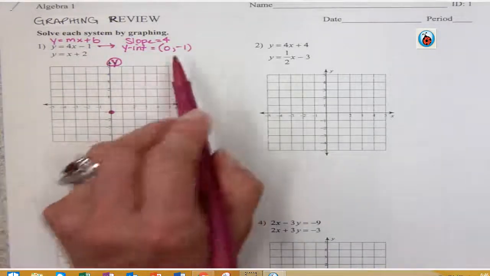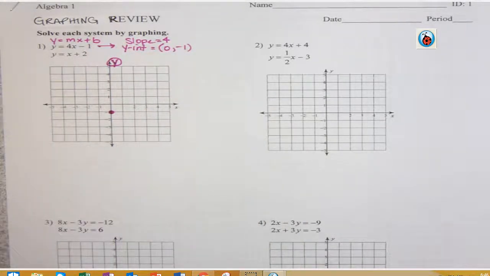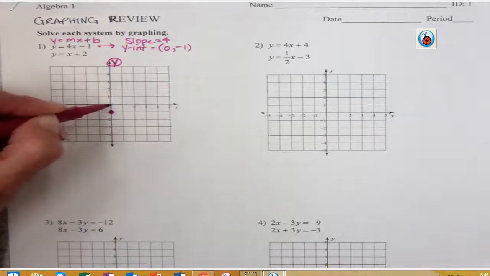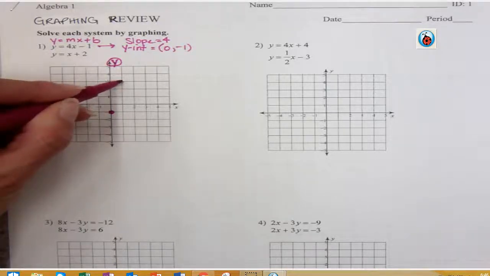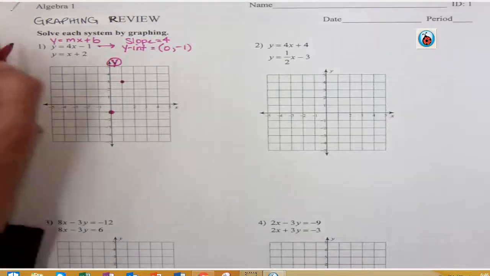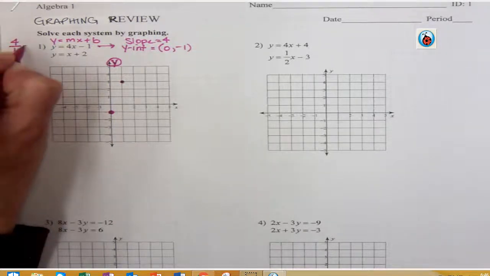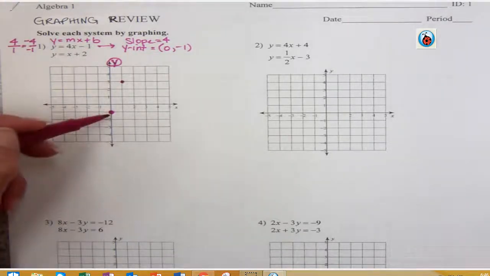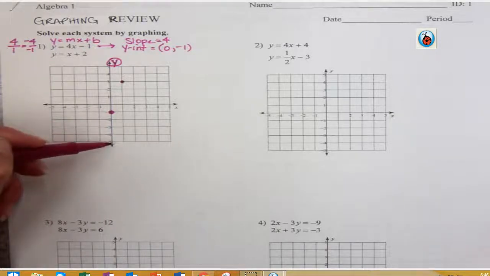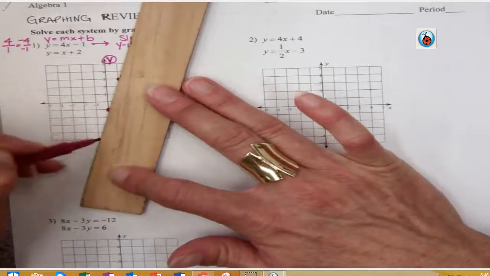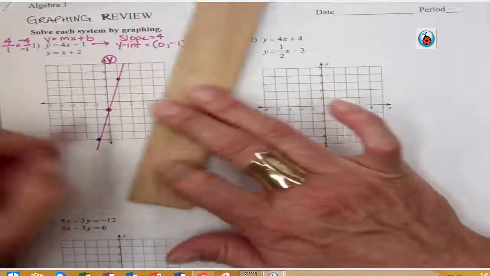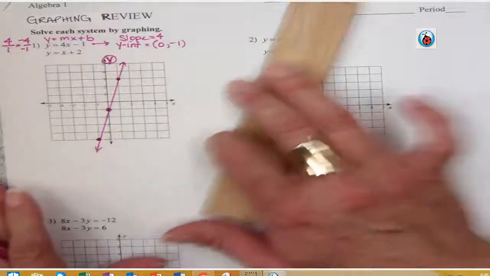Since your slope is 4, that's the same as 4 over 1. It's positive, so you're going to go up 1, 2, 3, 4 units and over 1 unit. Since 4 over 1 is the same as -4 over -1, and a negative over a negative is a positive, you can also go down 4, 1, 2, 3, 4, and to the left in the negative direction, 1. And that is going to give you your line. So that's how you graph a basic line in slope-intercept form.